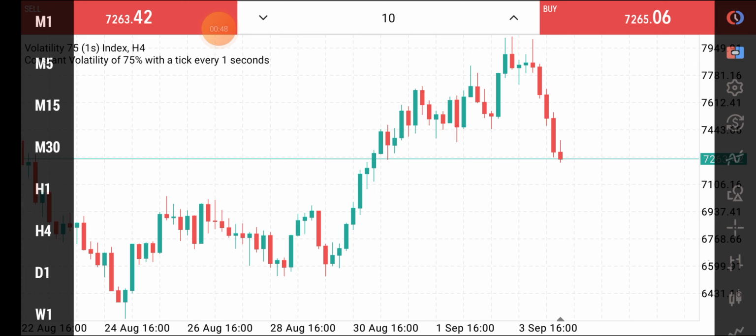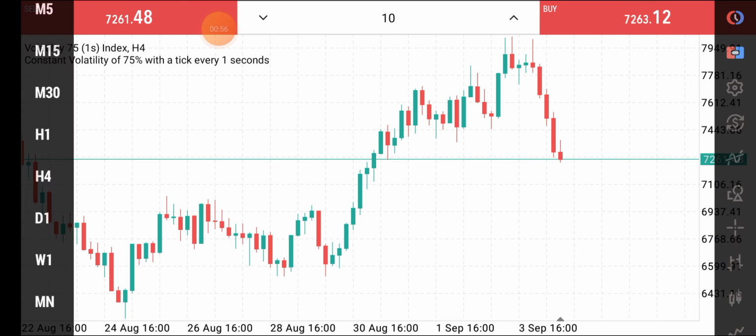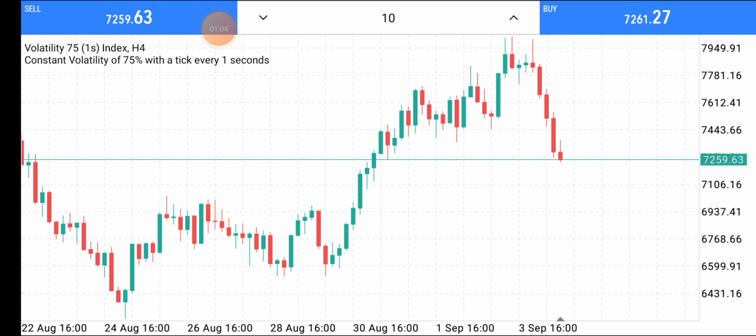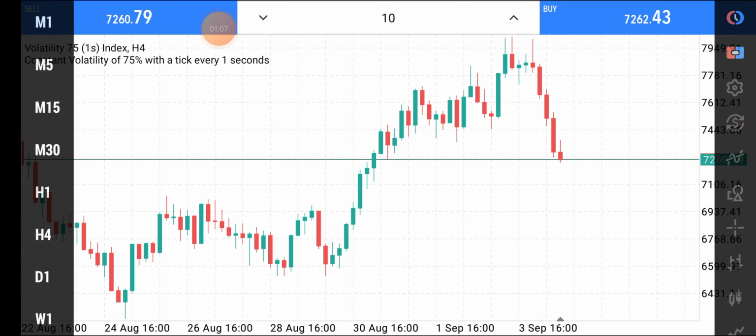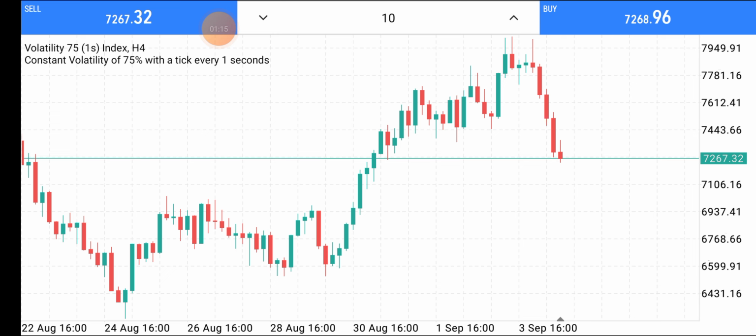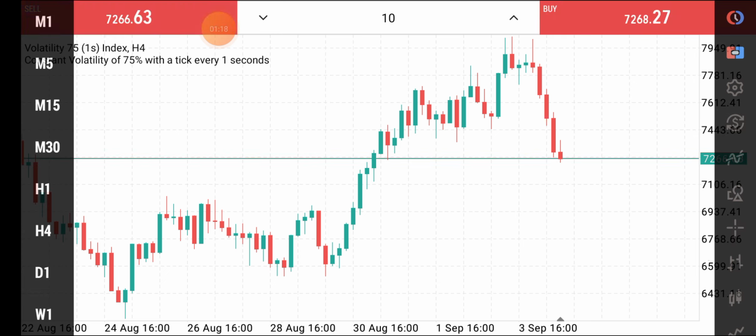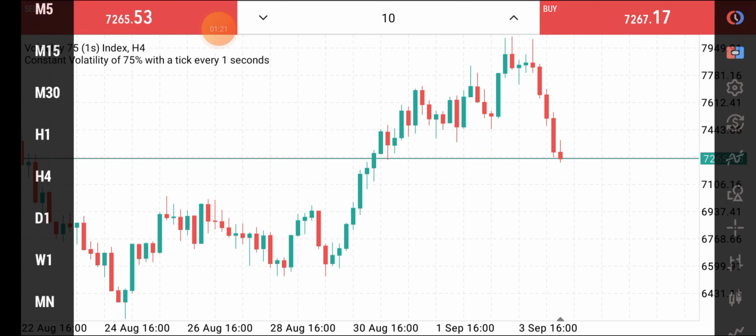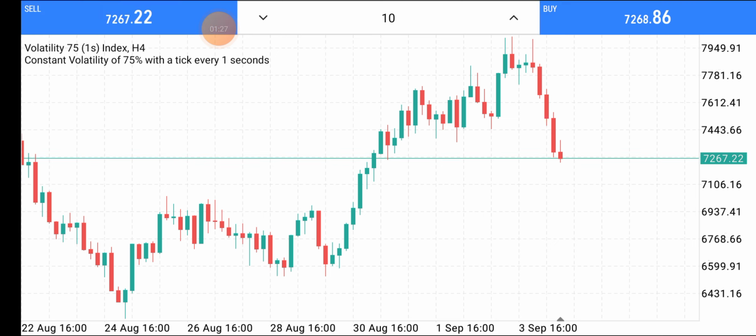Okay, we have several time frames. We have the monthly time frame, the weekly, the daily, the H4, that's the 4 hours time frame, the H1, that's the 1 hour time frame, the 30 minutes, the 15 minutes, the 5 minutes, and the 1 minute time frame. Many of us are really struggling to understand the difference between all these time frames. Let me give you an instance.